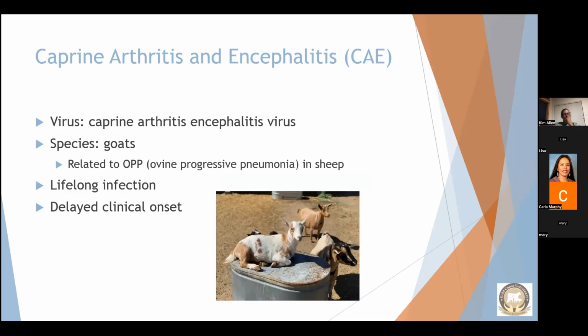The next disease we'll talk about is caprine arthritis and encephalitis, or CAE. This one is a virus, the caprine arthritis encephalitis virus. The species that it affects are goats. It is related to a disease in sheep, which is called OPP, or ovine progressive pneumonia. This also causes a lifelong infection, and there is a delayed clinical onset after exposure to the virus. It can take years until they develop clinical signs.